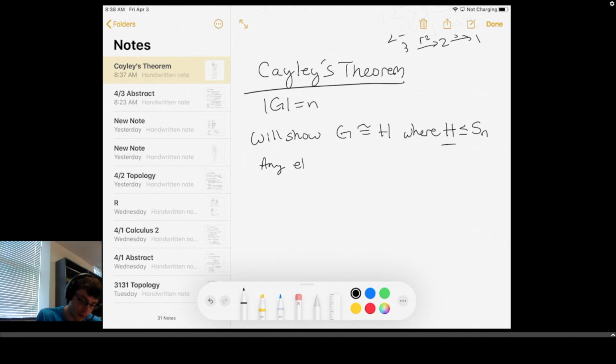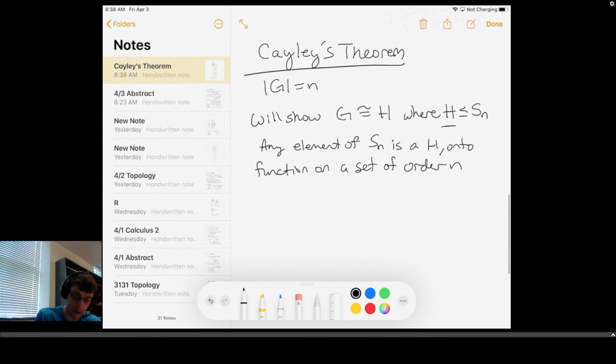So any element of Sn is, and really that's coming from the order being n, so I'm going to just show that it permutes the elements of G. So it's a one-to-one onto function on a set of order n. And so here, my elements in H are going to be exactly those functions I talked about earlier, the left multiplication functions for any g in G.